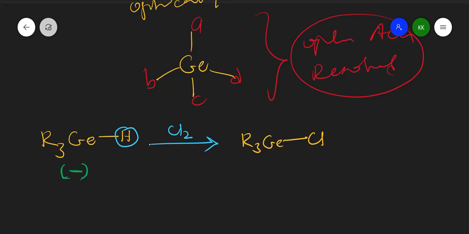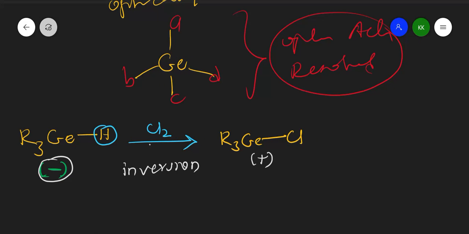But they saw that here it was negative, and now it became positive. It means inversion is happening, right? So this reaction you need to remember. In the book they have given it only like this, with not much explanation, so I am just writing it.